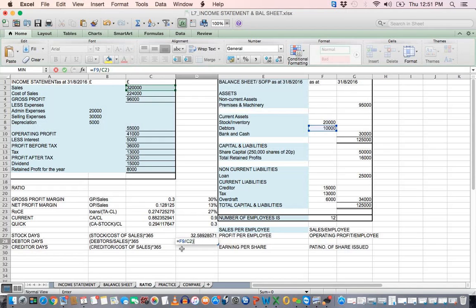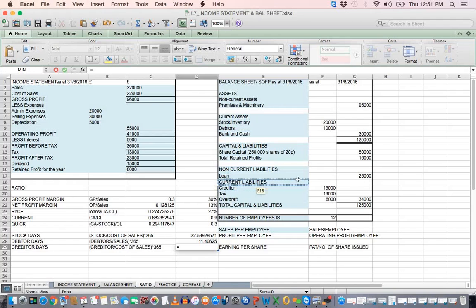And then debtor days, take the debtors divided by your sales, and then you put the bracket on it, and then you multiply with 365. That's your debtor days. It should be 11 days because it's less than 5 after the decimal point.